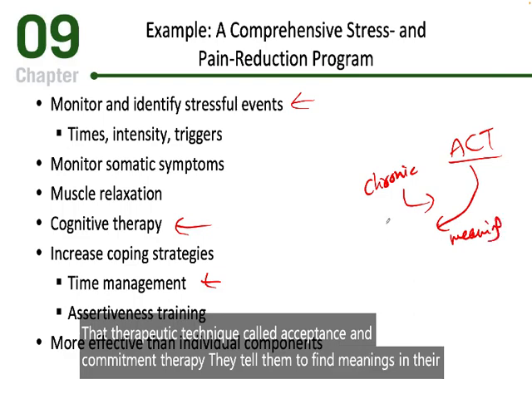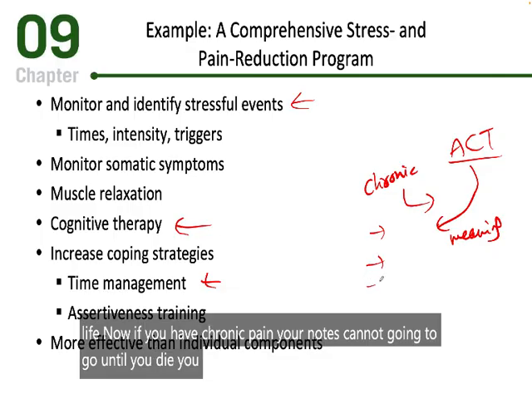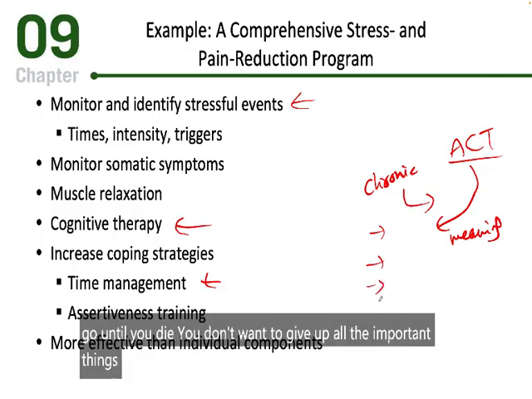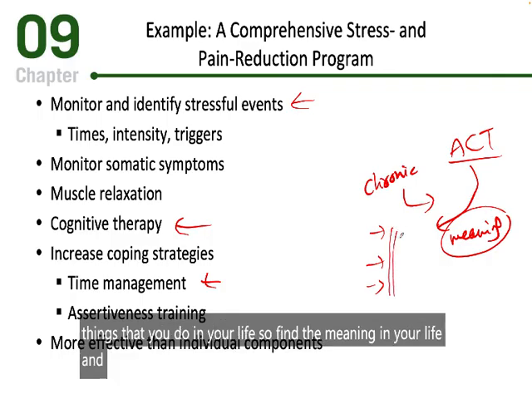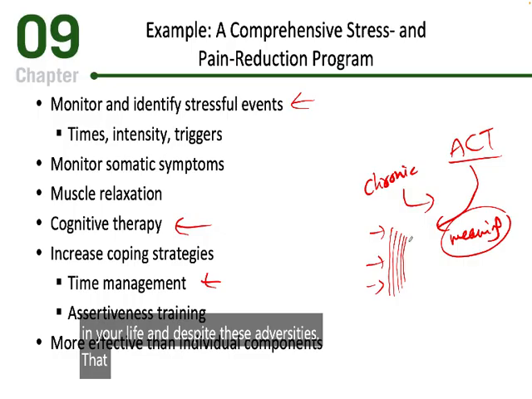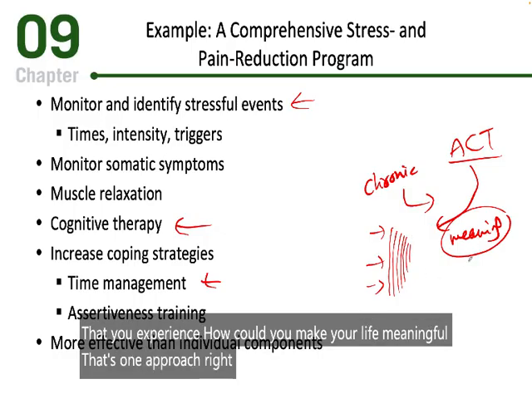Now, if you have chronic pain, it's not going to go away until you die. You don't want to give up all the important things that you do in your life. So find the meaning in your life. And despite these adversities that you experience, how could you make your life meaningful? That's one approach, right? Cognitive behavior therapy tries similar.